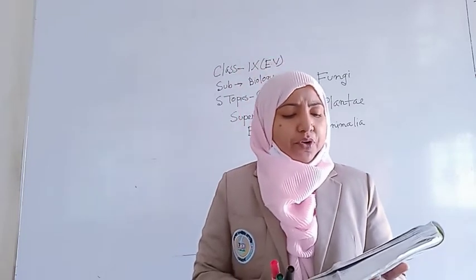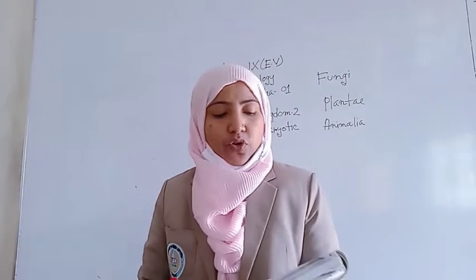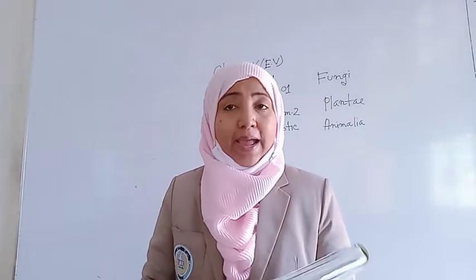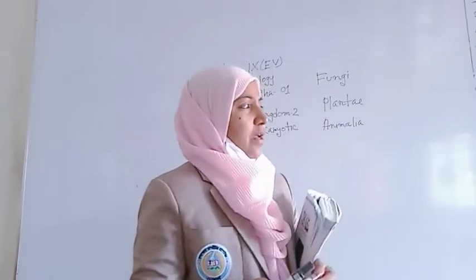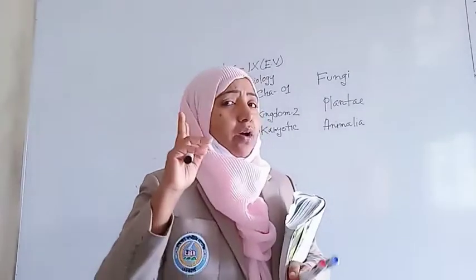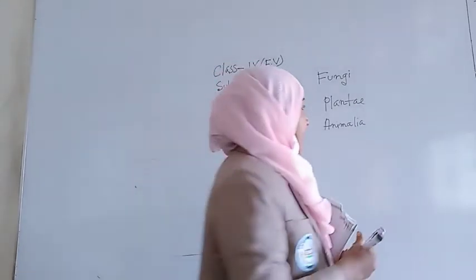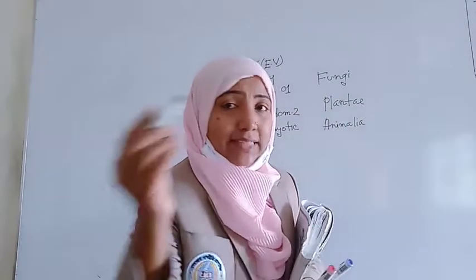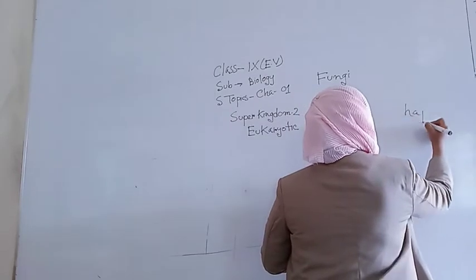Now they reproduce by haploid spores and their cells divide through mitotic cell division. What is the meaning of haploid? My dear students, in biology we know some words. The first word is haploid, H-A-P-L-O-I-D.